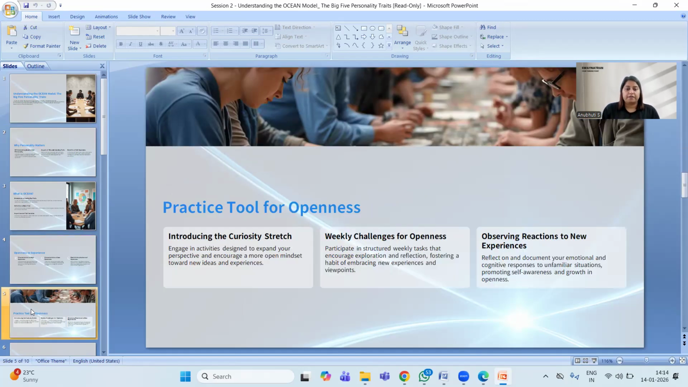Practice tools for openness. Depending on what kind of situation you are in, you can always practice high openness and low openness. Let's dig into that. Introduction to curiosity stretch. If you want to be more open in your mindset, then you have to engage in activities which are designed to expand your perspective. When you expand your perspective, you would be able to understand the other person without judging.